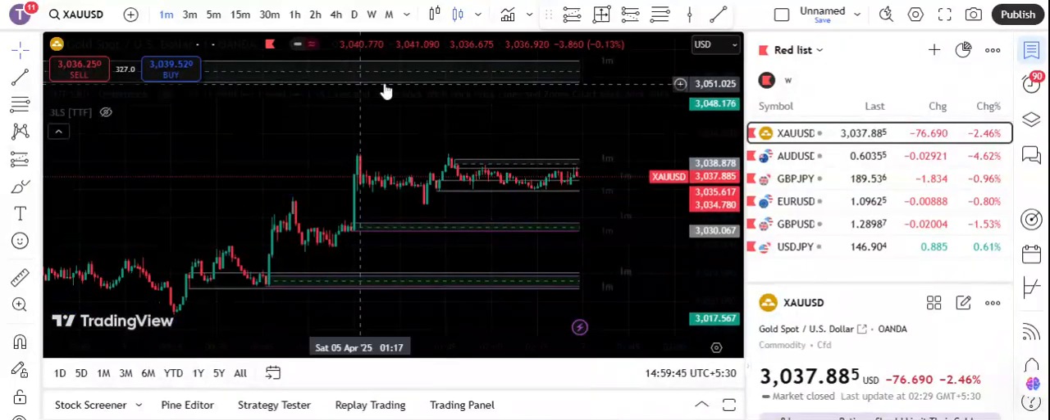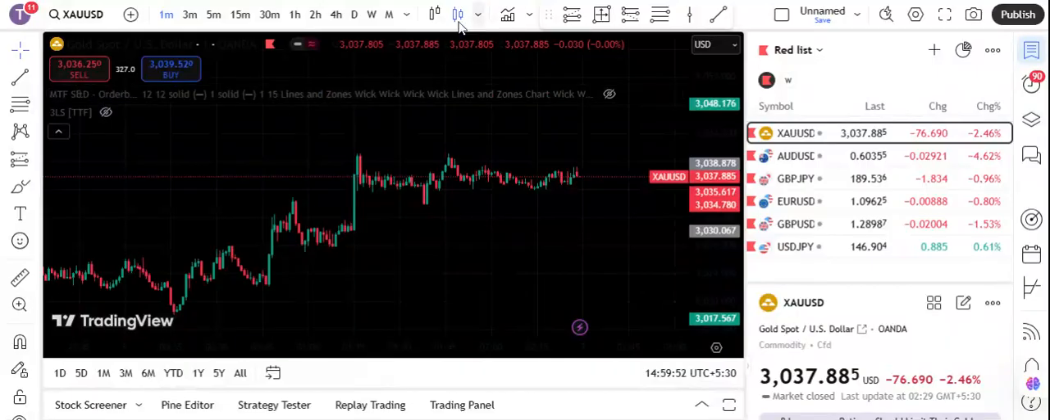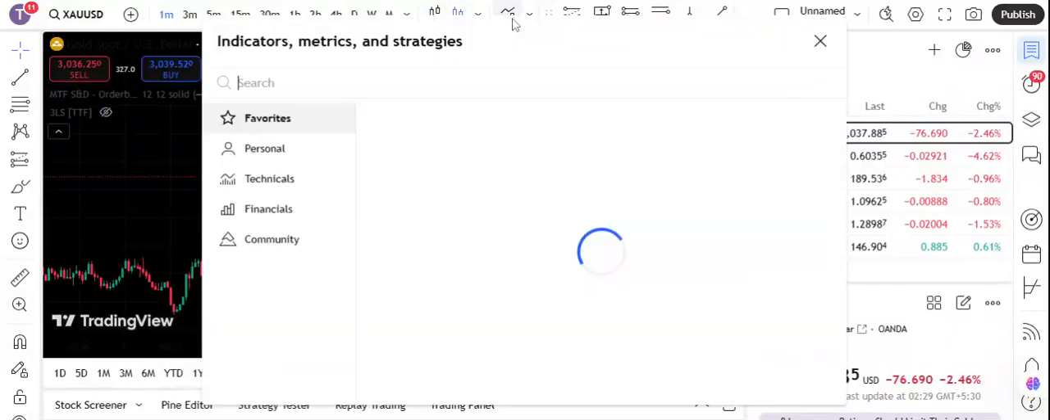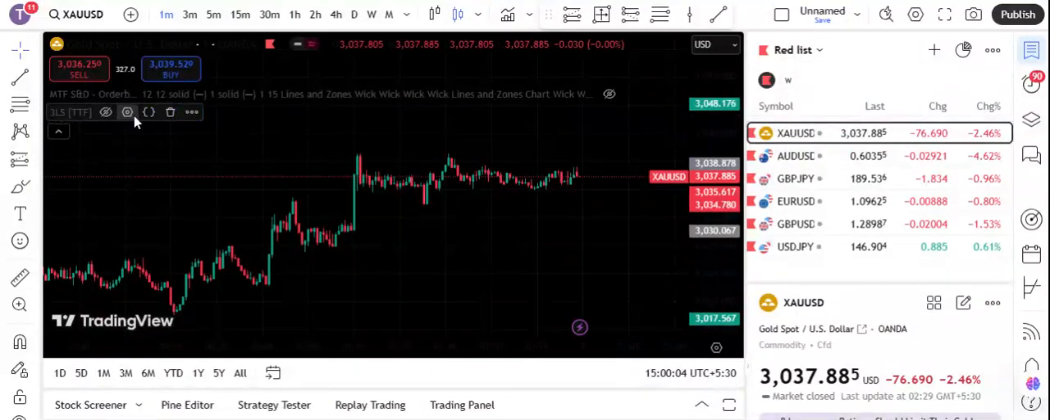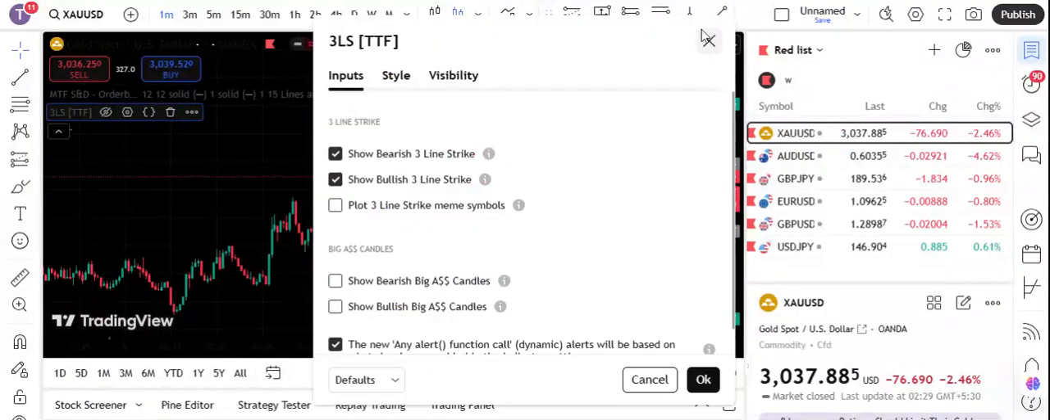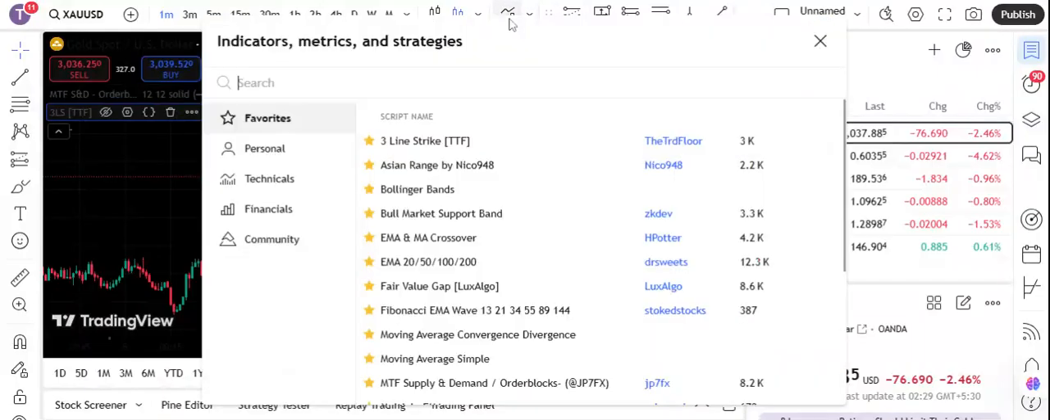The first one is this MTF supply and demand order block. It's this one, MTF supply and demand order blocks by JP7FX. And my second one is 3LS TTF. It is by the trend floor.